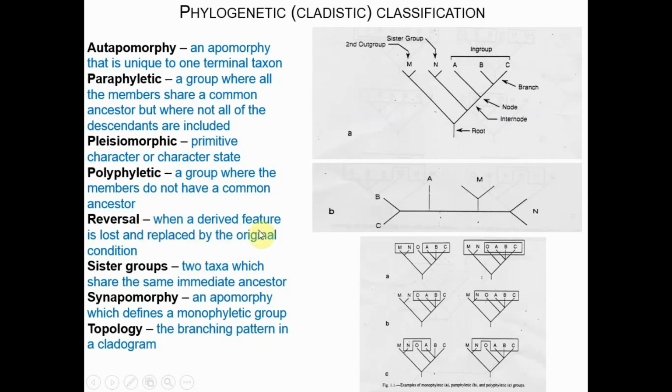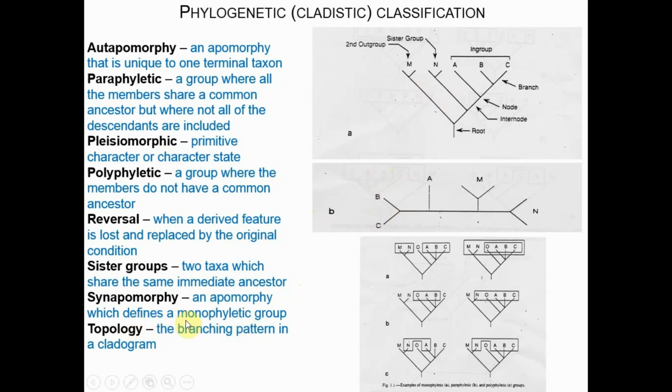Reversal, when a derived feature is lost and replaced by the original condition. So we can have cases where you have a group of species that have a particular adaptation. Say they go from white flowers to red flowers, but then due to some pressure, some of the species can switch back to having white flowers. So remember that the genetic pathways are not lost, so you can always have reversal to the original or the primitive state. Sister groups, two taxa that sit together and share an immediate ancestor.